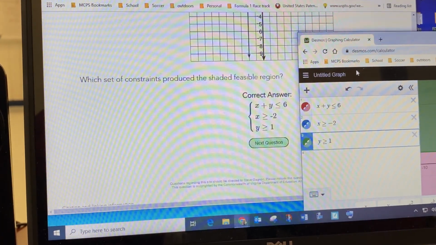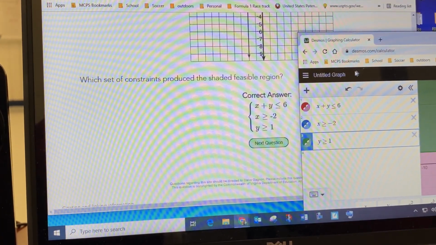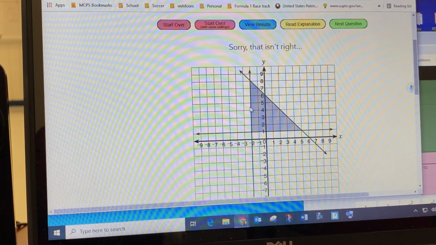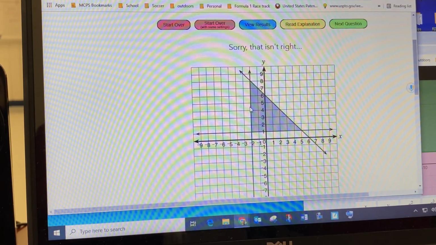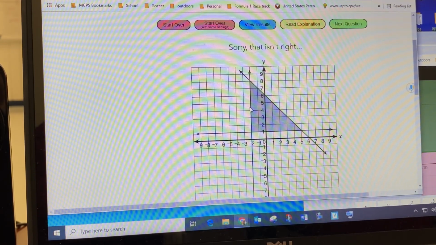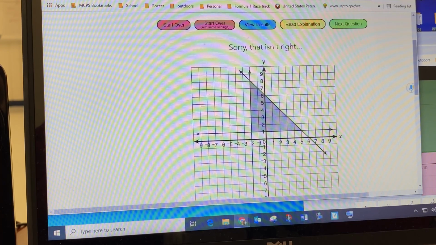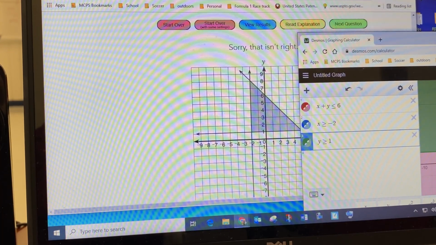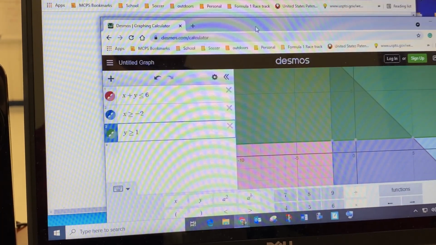Okay, which set of constraints produces the shaded visible region? So I go here and I can see this shade. Well, we have 4 options with 3 or 4 inequalities that you need to put in Desmos and check which one is gonna do the same kind of shade here, with the intercept at 6, the intercept here at 6 as well. I mean, all the characteristics. And the only one is gonna be this one.